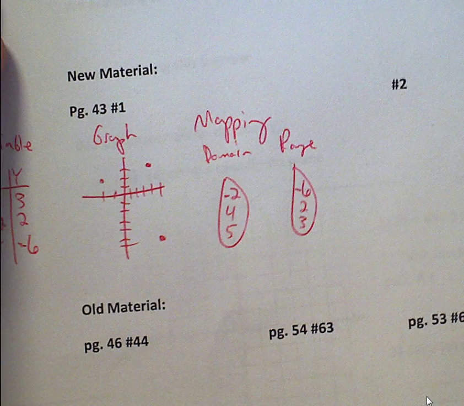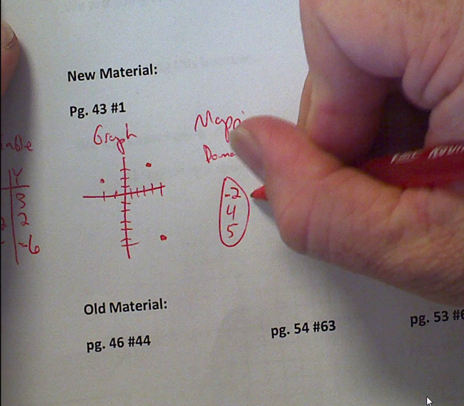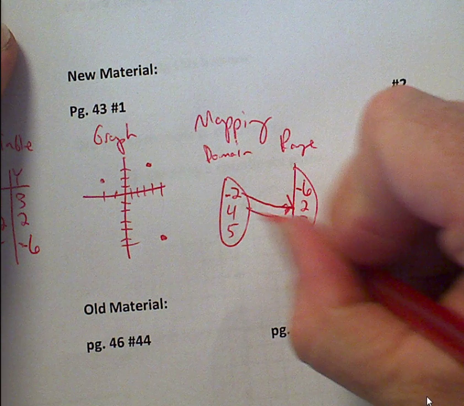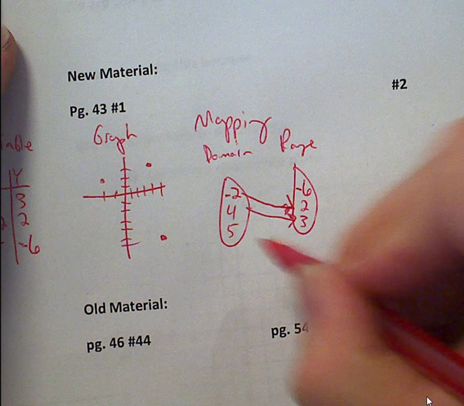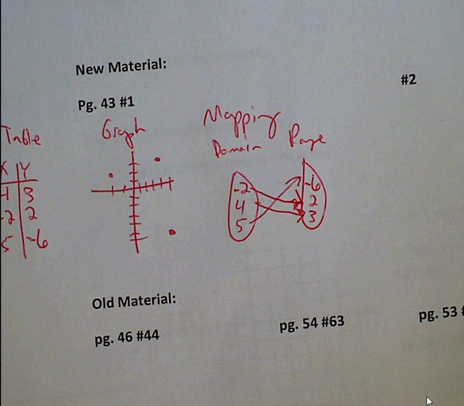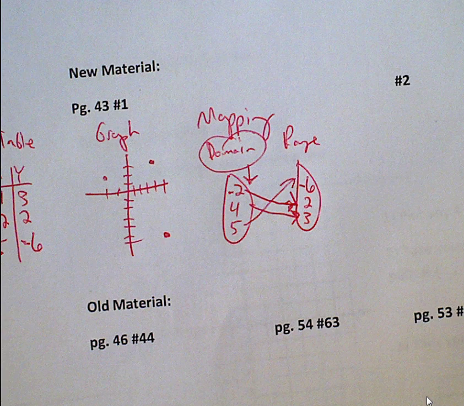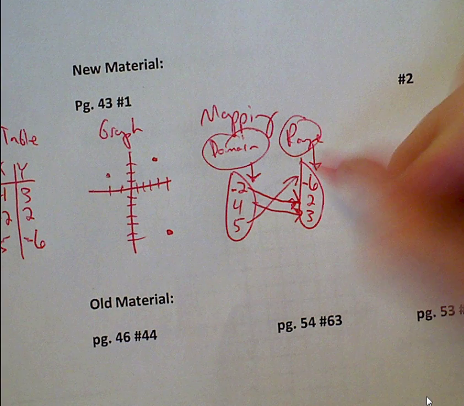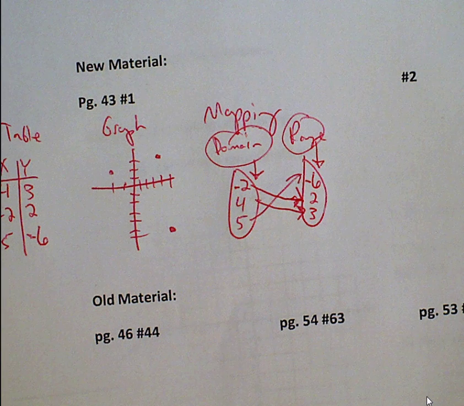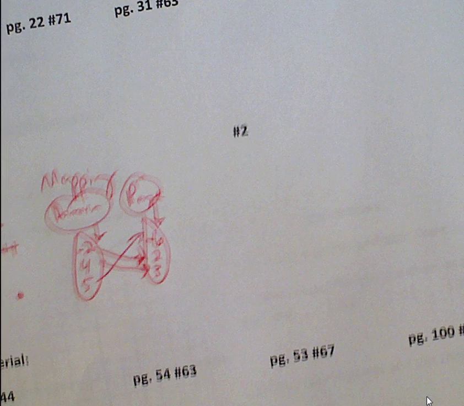I like to put them in order. -2 matches with 2. 4 matches with 3. 5 matches with -6. Then it says, what are my domain and range? Well, the nice thing about mapping is you actually tell me what my domain is and what my range is. So if you do your mapping, I'm okay with that, because that is what the domain and range is. So number 2, pause the video and try.